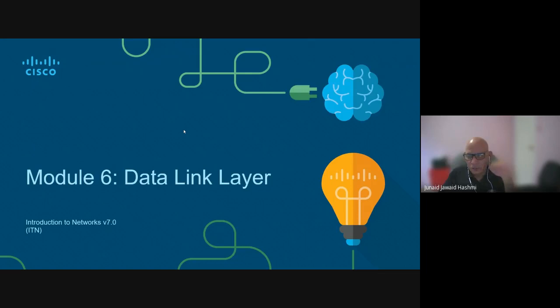Okay, so the data link layer is the second layer of the OSI model, the second from the bottom, and it is a very important layer, especially for local area network. Ethernet, that you guys have heard of many times, works with the data link layer. Okay, so let's see what's in.